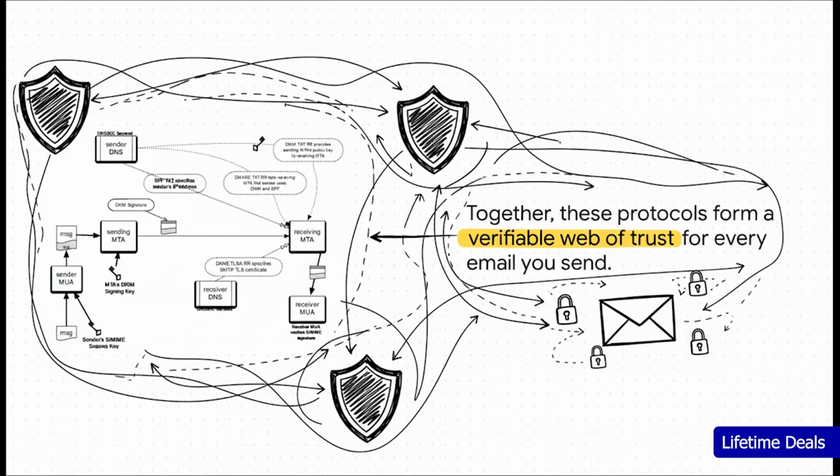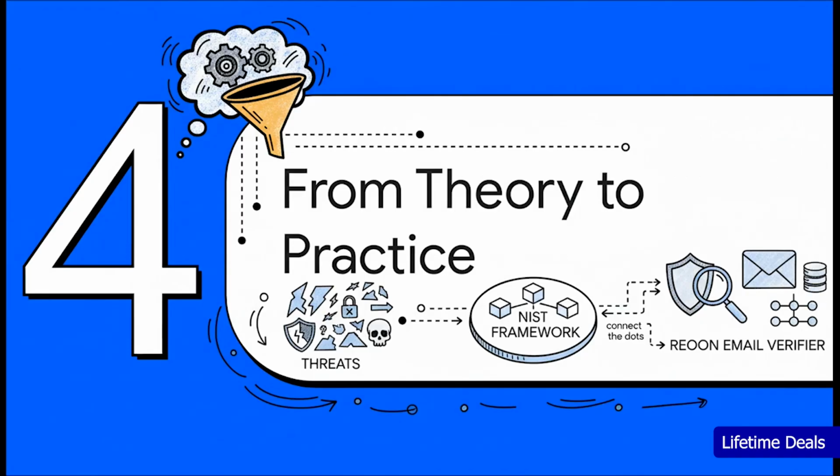And here's the master plan, straight from NIST. This diagram shows how it all works together. You see, SPF checks the sender's IP address. DKIM signs the message to make sure it's legit. And DMARC sets the policy for what to do with fakes. Together, they create this interlocking web of trust that turns email from this insecure, old protocol into a verifiable modern communication channel. Okay, so that was the high-level theory.